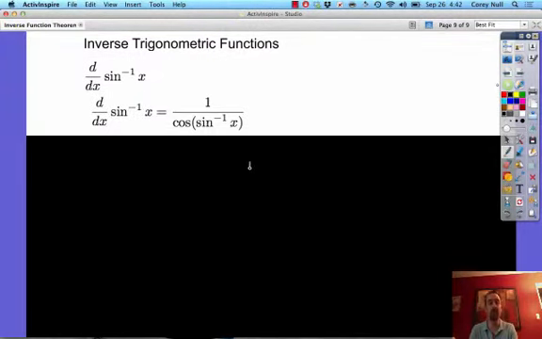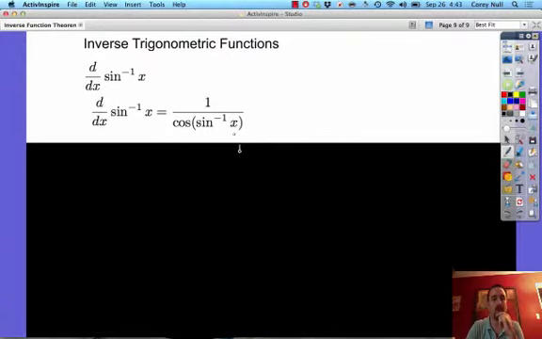Here's what the inverse function theorem says. The derivative of the inverse of sine of x is equal to 1 over the derivative of sine, which is cosine, with the inverse function plugged in. Now that was not well spoken. If I'm trying to find the derivative of the inverse of sine, I take 1 over the derivative of sine with inverse sine plugged in. There it is.